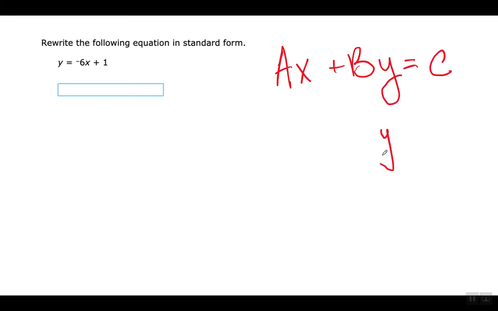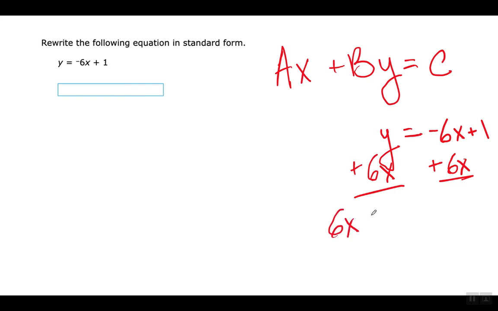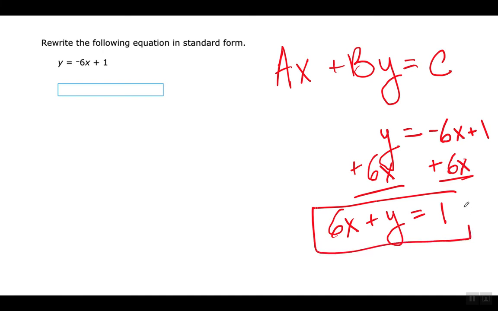So if y equals negative 6x plus 1, I'm going to move the minus 6x to the left by adding 6x to both sides. And I'm going to have 6x plus y equals 1. That's my final answer.